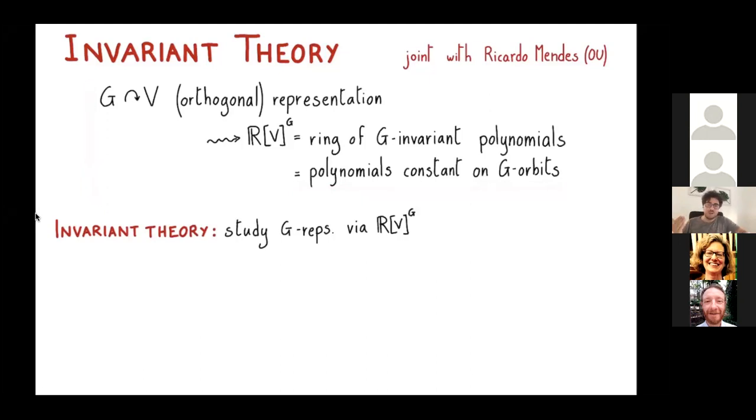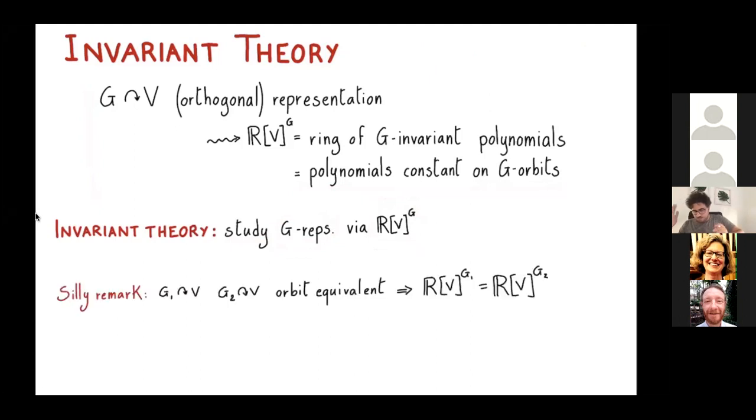The point of usual invariant theory is to study the geometry of the representation by studying the algebraic properties of the ring of invariant polynomials. Now, a small and rather silly remark is the following: if you have two different representations that are orbit equivalent, namely they have the same orbits, then the polynomials that are constant on the orbits of one action are constant on the orbits of the other, and vice versa. So the two rings are in fact the same.